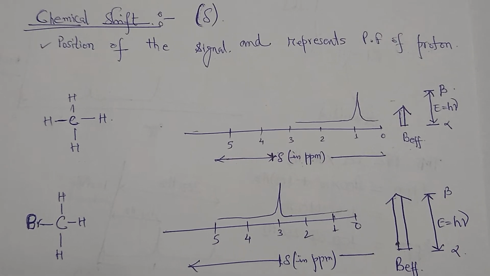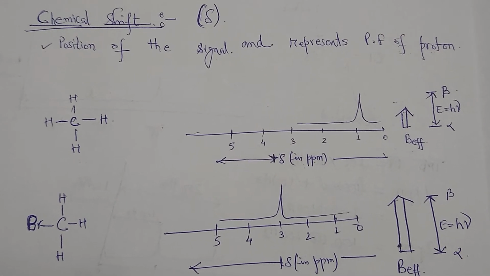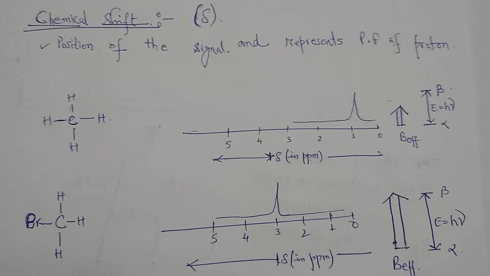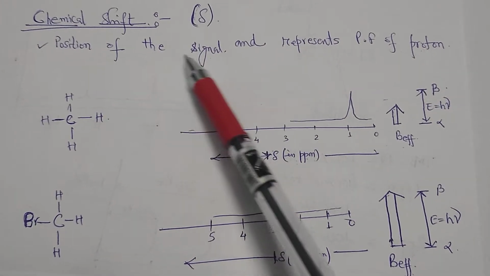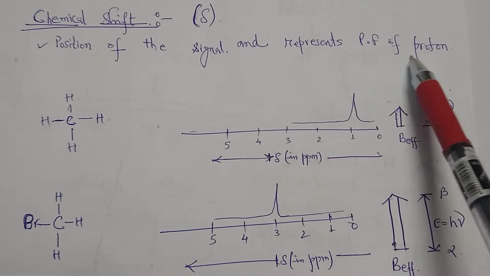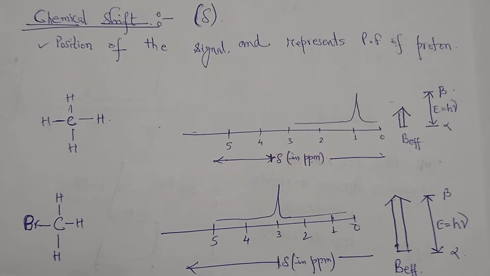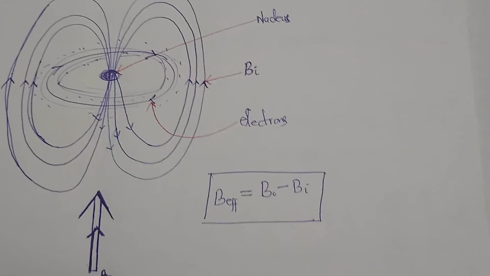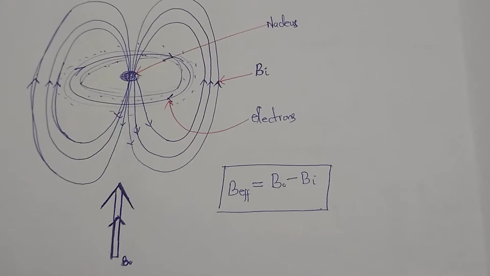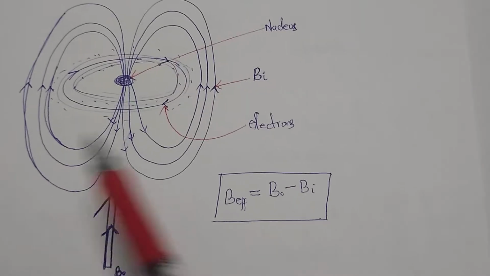Chemical shift in NMR spectroscopy is represented by the symbol delta. Chemical shift is the position of signals and it represents the precessional frequency of the proton. As we have already discussed the precessional frequency of the proton in the basic concepts of NMR spectroscopy, right now we will consider this figure.